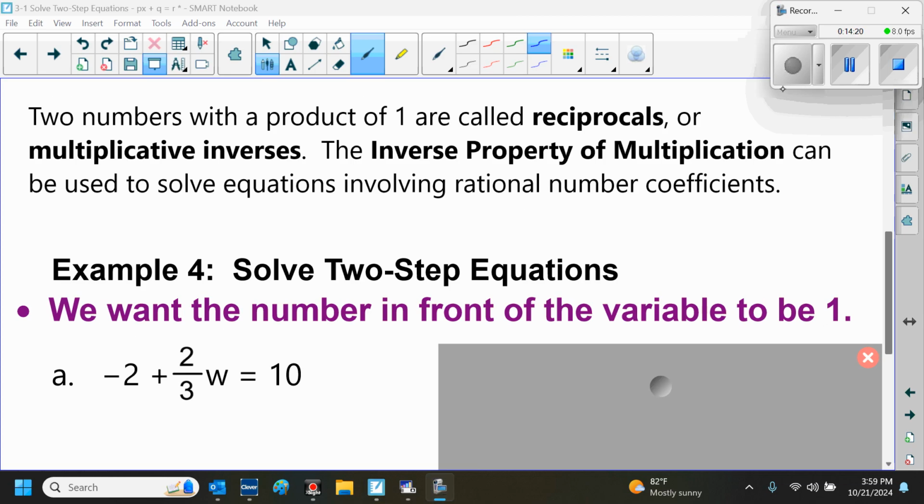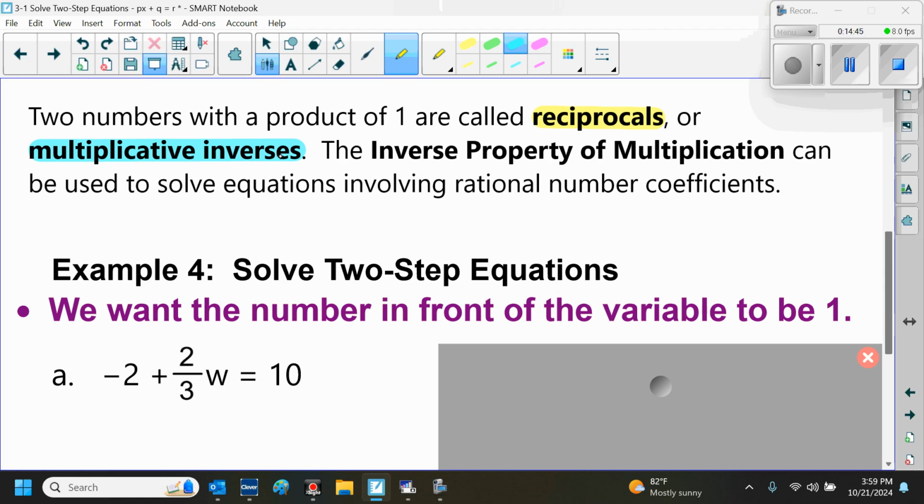All right, so before we do example 4, we want to look at this little bit of vocabulary. It says two numbers with a product of 1 are called reciprocals. You guys remember that word? Reciprocals? Another name for that is the multiplicative inverse. Okay, the multiplicative inverse. You need to know both of those words.